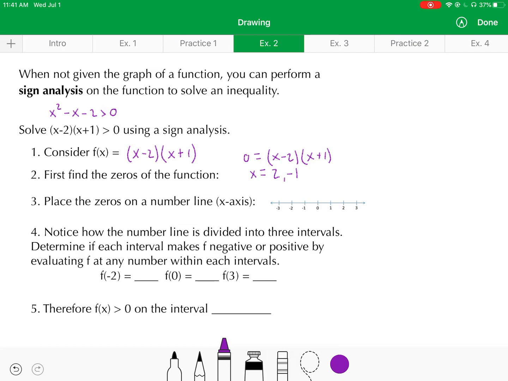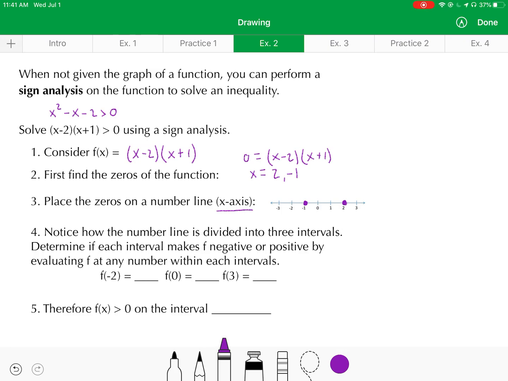Once I have the zeros of the function, I'm going to place them on a number line. I'm going to draw out a horizontal number line that represents the x-axis, okay? And I will put both of those values of x, I'll place points there, okay? And understand what those points represent for the graph of f of x. They are where the graph is crossing the x-axis, okay?